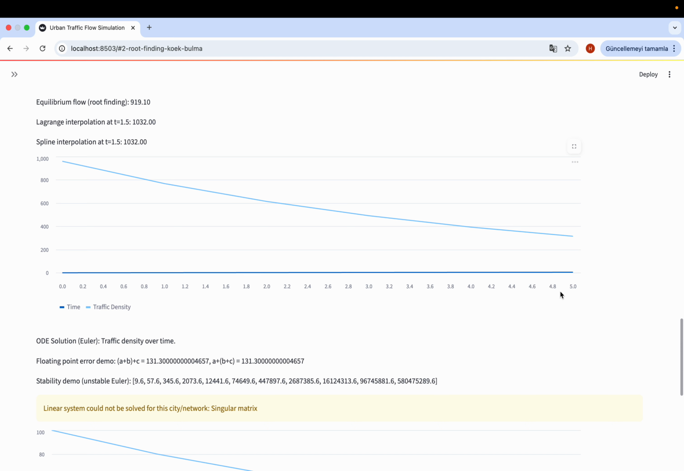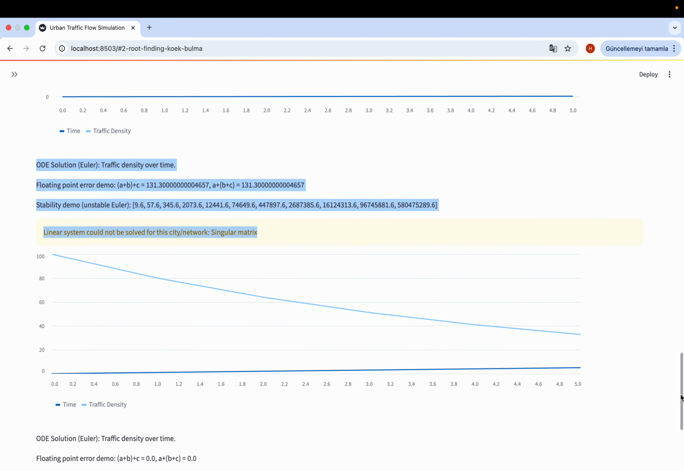In this graph, traffic distance 100 and time 5 points. Index numbers are getting increased and the value is getting reduced.